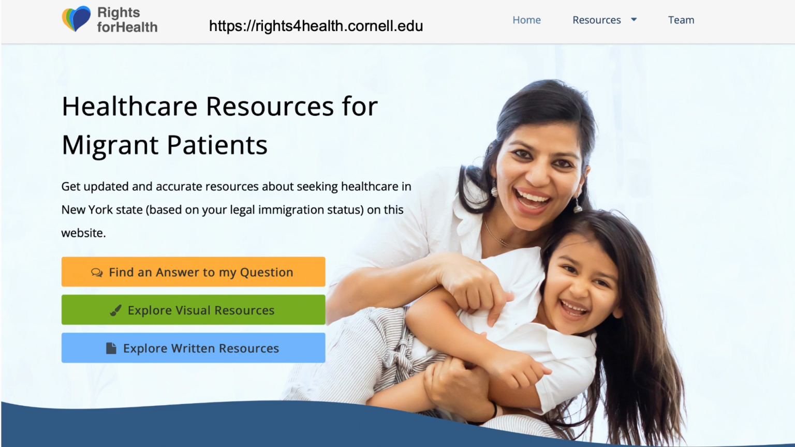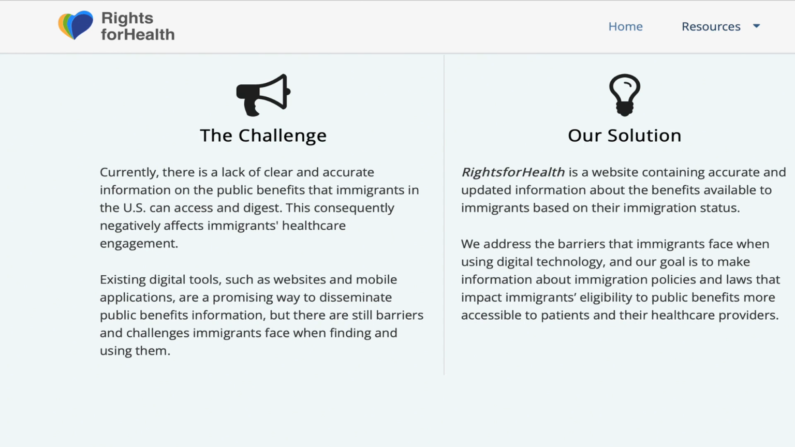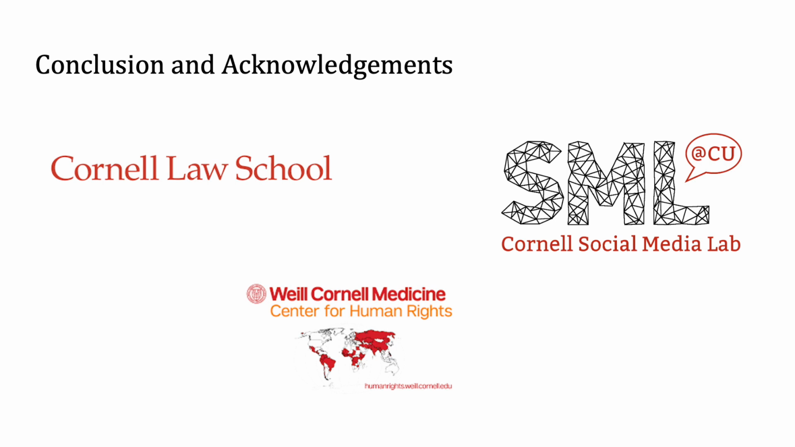So to conclude, we have a website highlighted here, rightsforhealth.cornell.edu, which we created using these design principles in order to provide information about health and legal information to immigrant groups. And so this tool really put into practice a lot of the different principles that we talked about, and was shaped by our interviews with both asylum seekers as well as professionals.